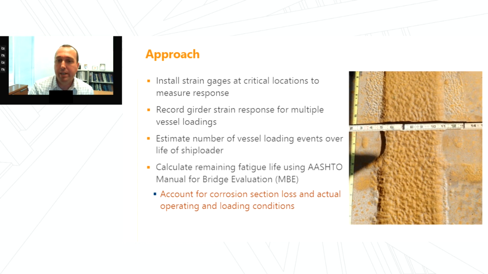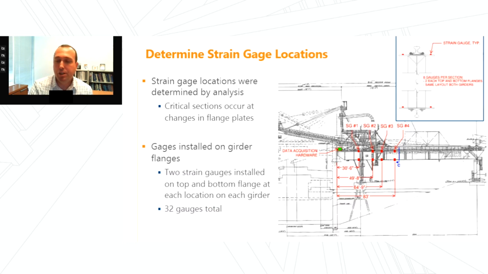By installing strain gauges directly and accounting for the locations of fatigue-sensitive details, we could understand the effects of the corrosion section loss on its fatigue evaluation. We had to determine the critical strain gauge locations. To do that, we assumed a generic weight of the shuttle and boom, and we moved it in a model to understand how it might affect the performance. From that model, we could identify that strain gauge locations 2 and 3 were the critical locations, and we'll show those here in the next slide.